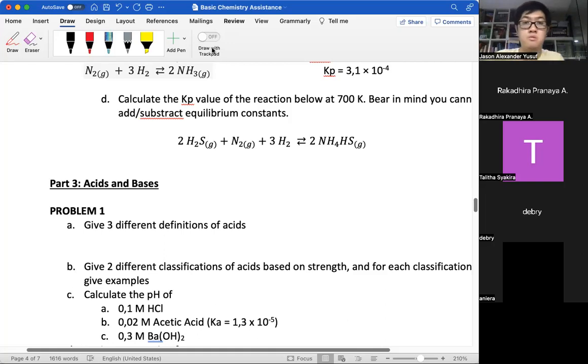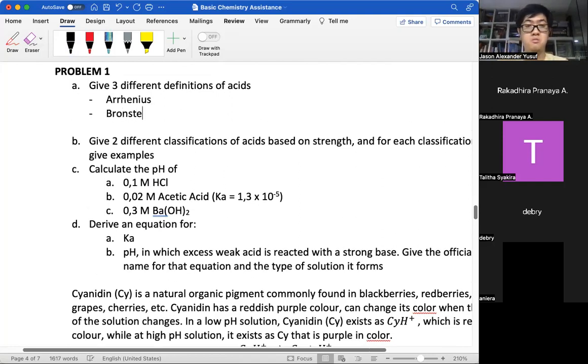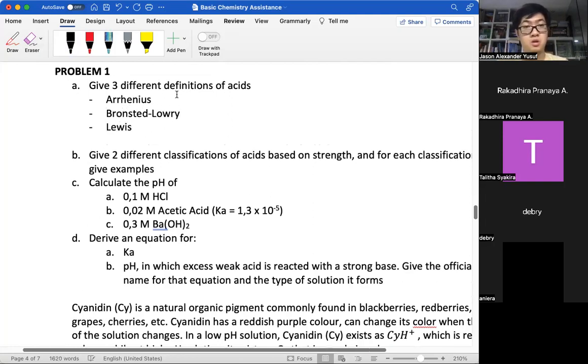Oh, as I was saying, the first problem involves 3 different definitions of acids. And so for acid definitions, you have 3 definitions, which is Arrhenius, Bronsted-Lowry, and Lewis. For Arrhenius, an acid is a substance that dissociates.